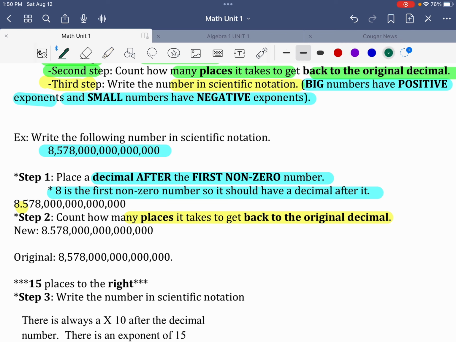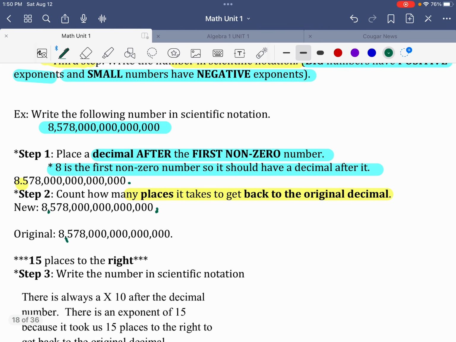There's not a decimal in the original number, but when there's not a decimal, you know it's implied at the very end of the number. So we count how many places it is from here to the very end of that number. We'll count: 1, 2, 3, 4, 5, 6, 7, 8, 9, 10, 11, 12, 13, 14, 15. We had to move that decimal 15 places to the right.